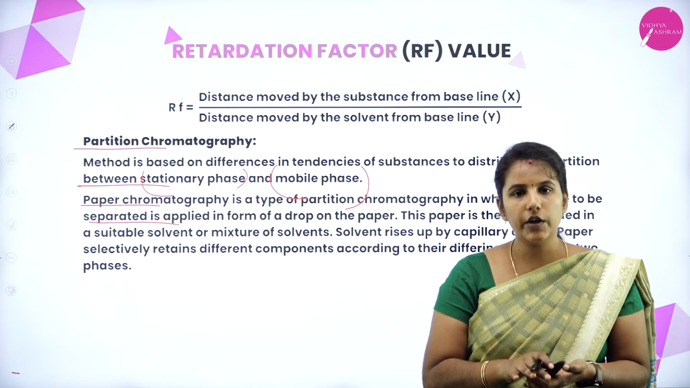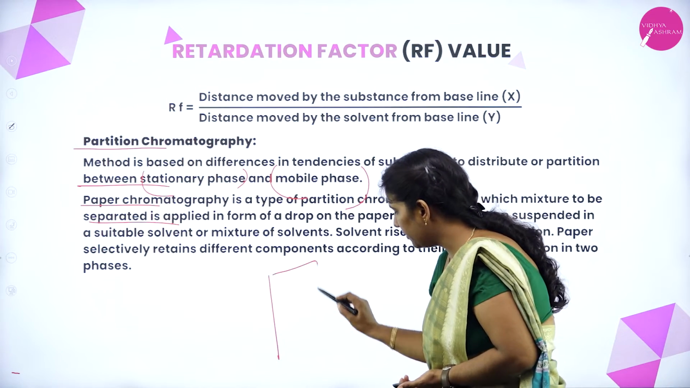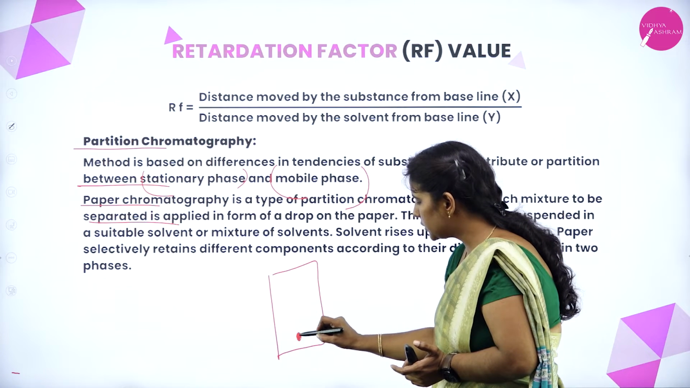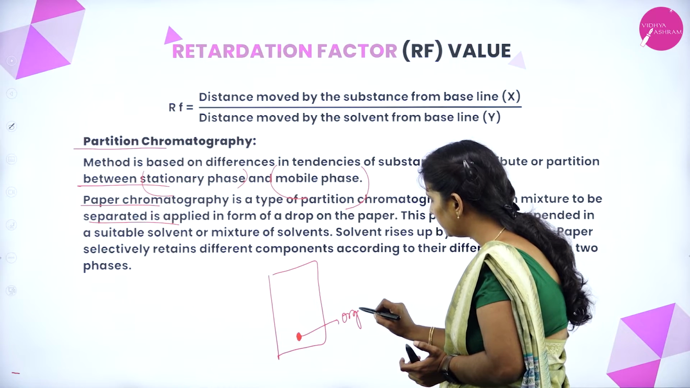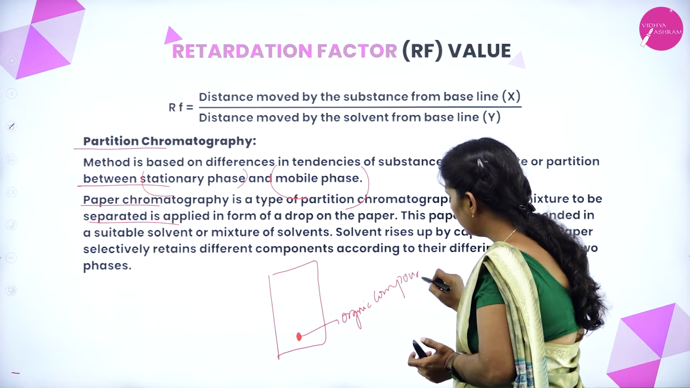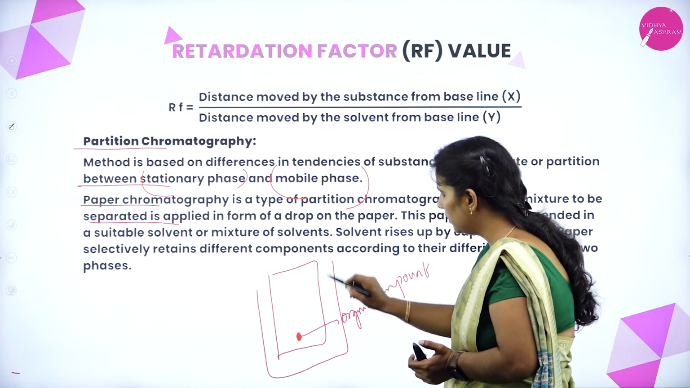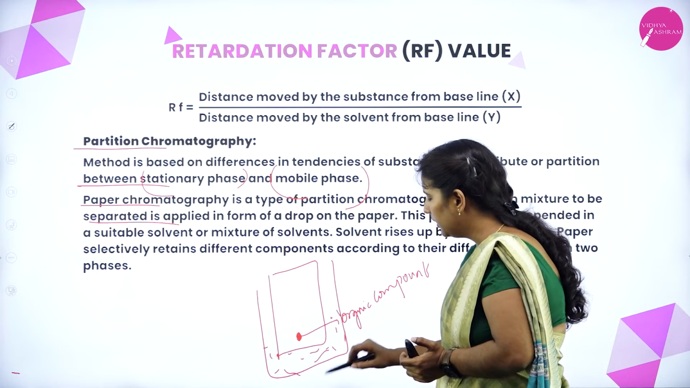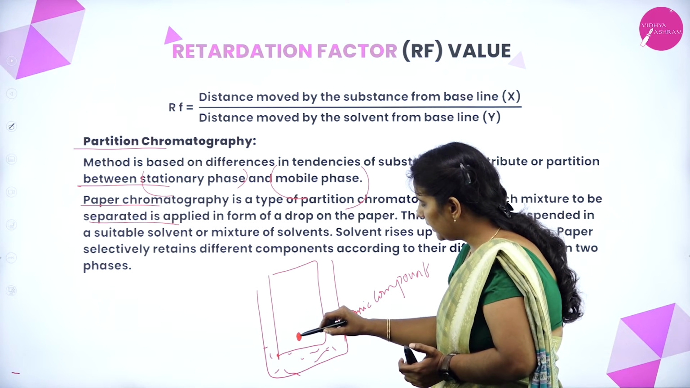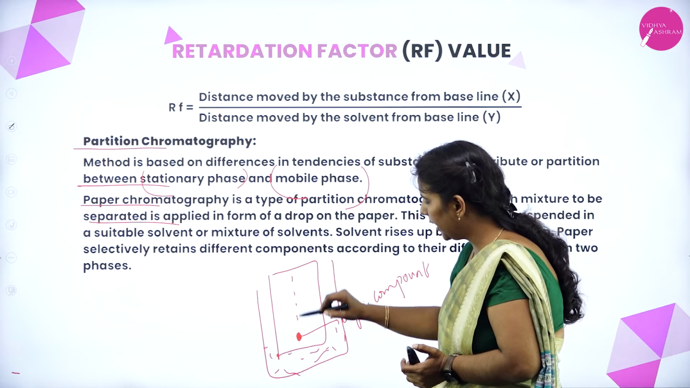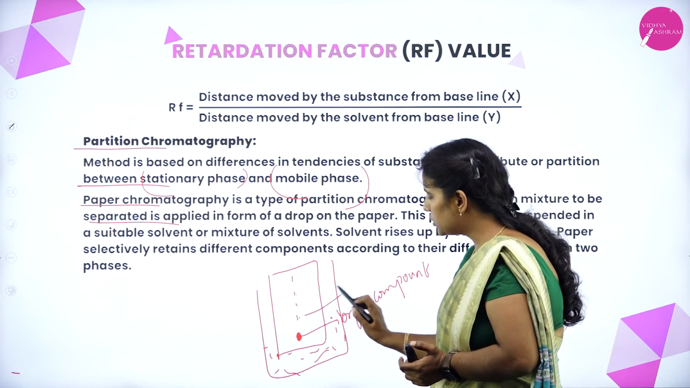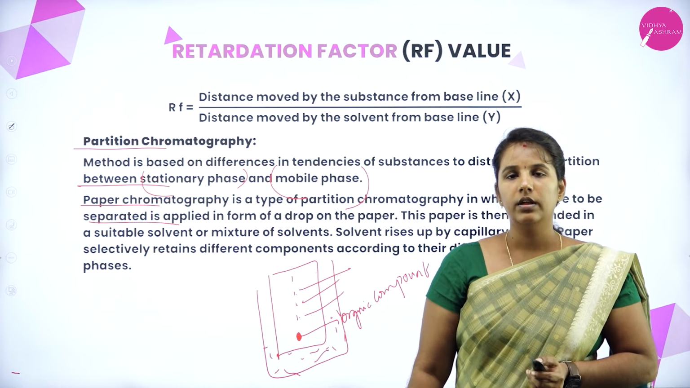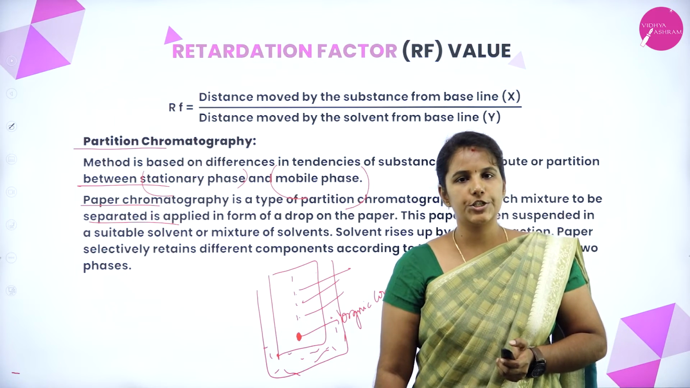Imagine this is a paper. You have a thin sheet of paper where you put a spot, which is your organic compound. Now you place this entire thin sheet in a suitable solvent. Then the solvent will rise up and cause this spot to move with a different tendency. As it moves up, it shows different colors and shows that different components are separated out. This is an example of partition chromatography.